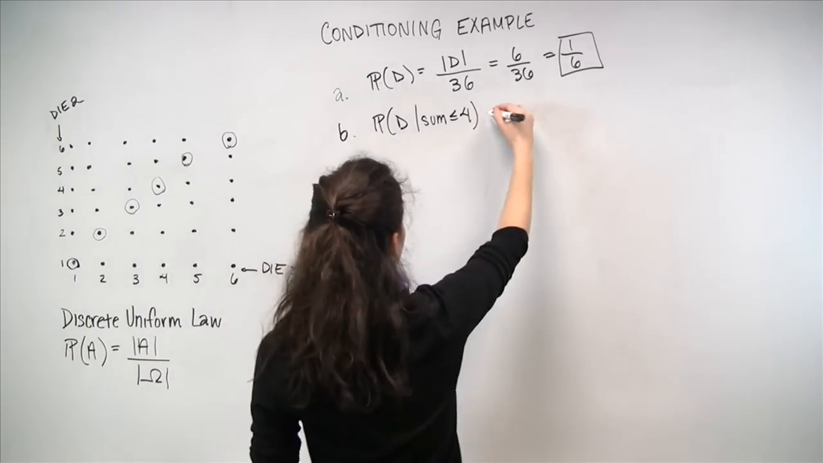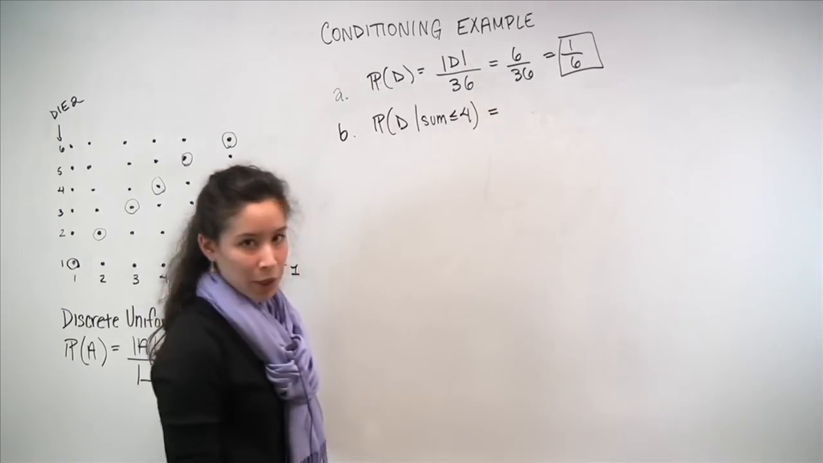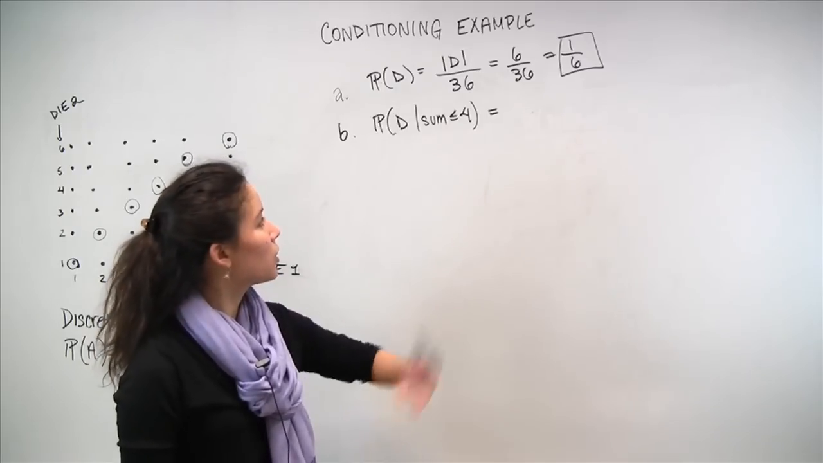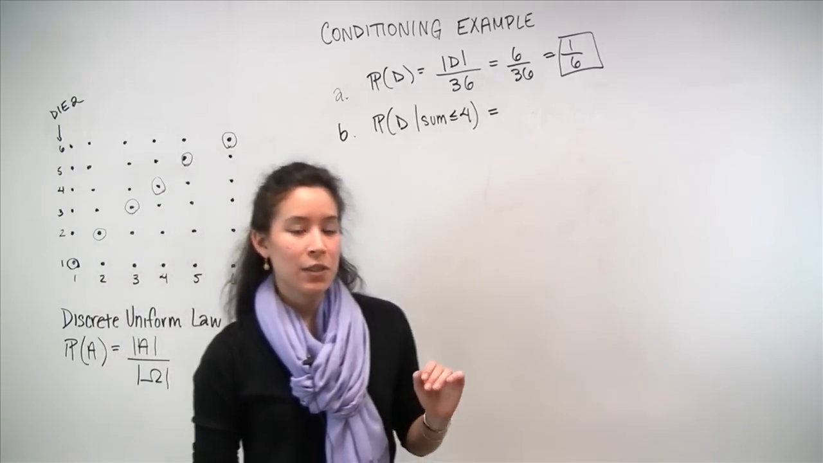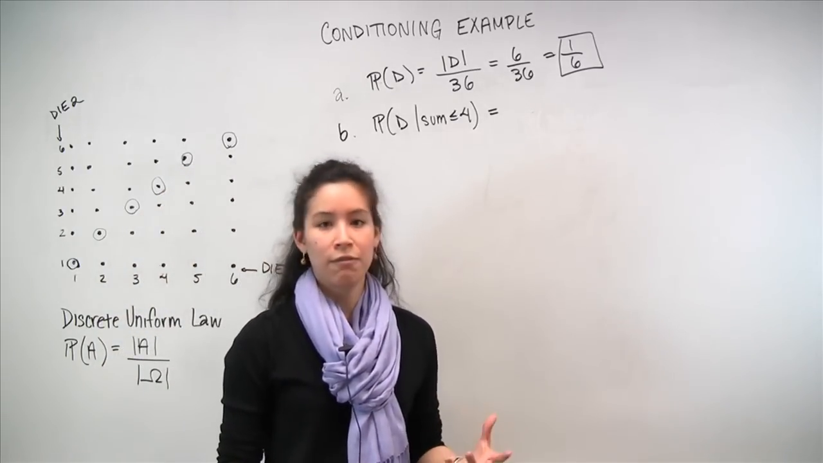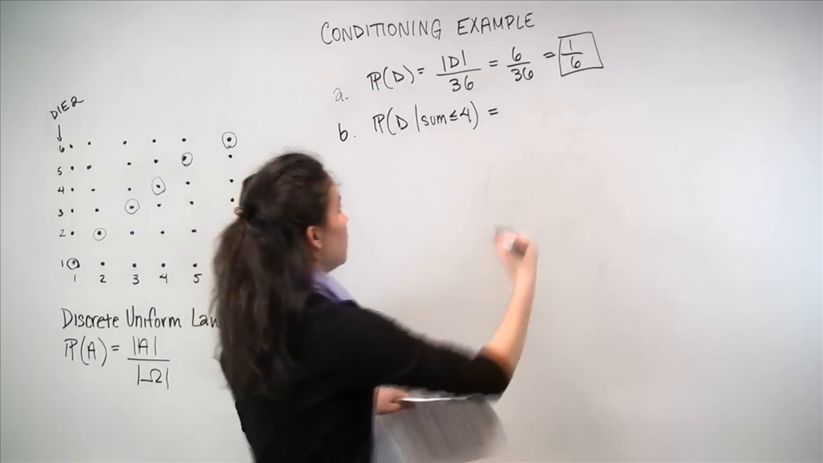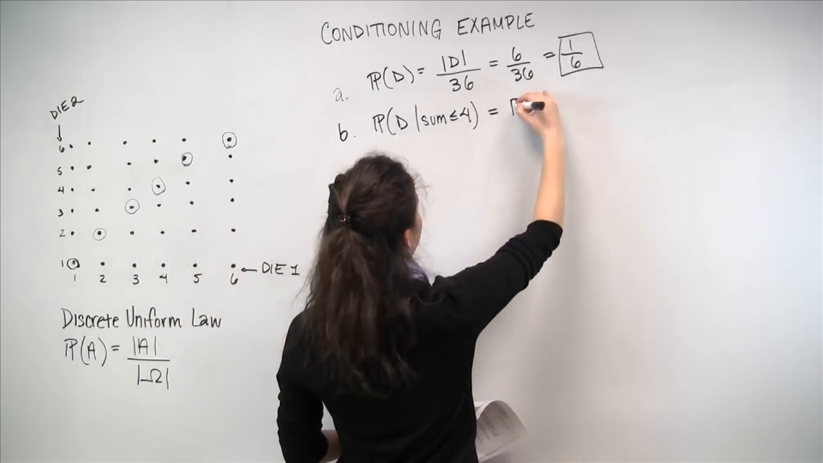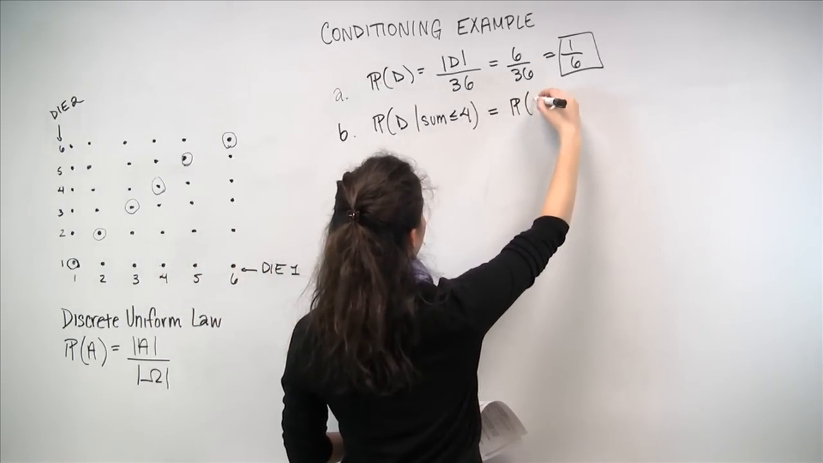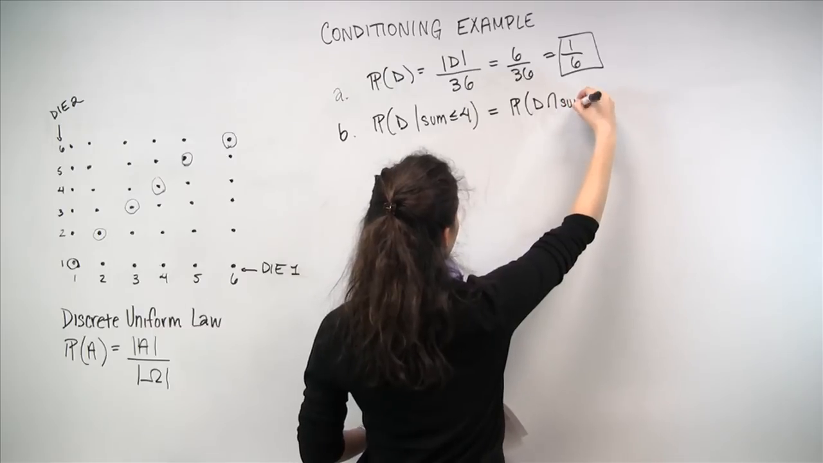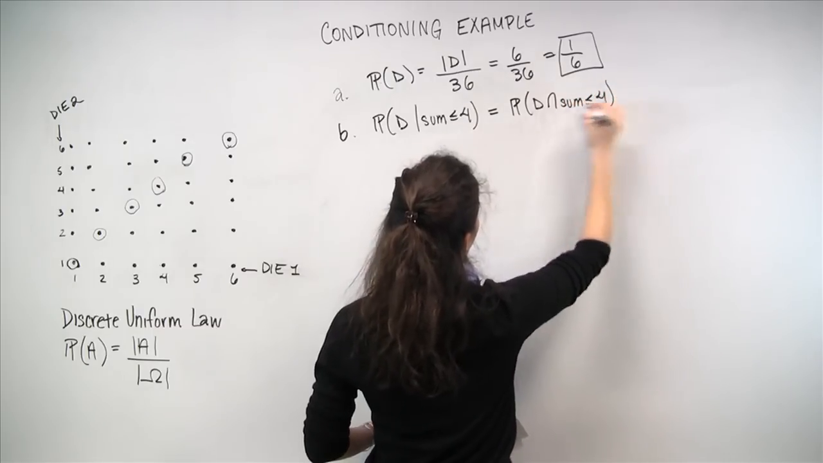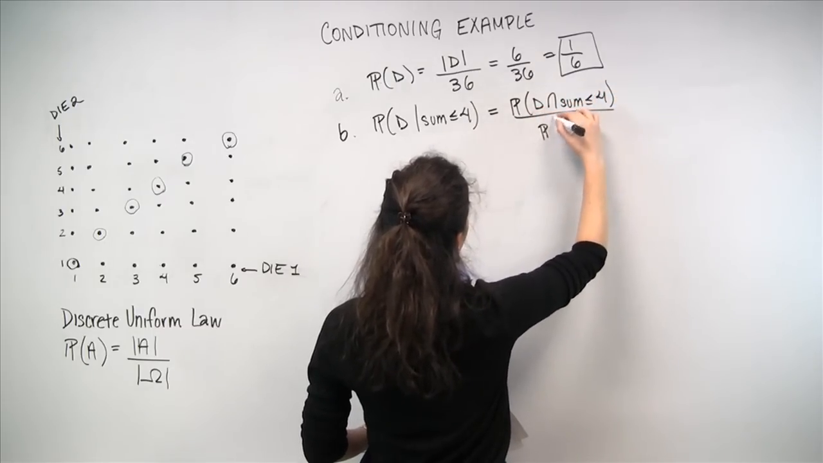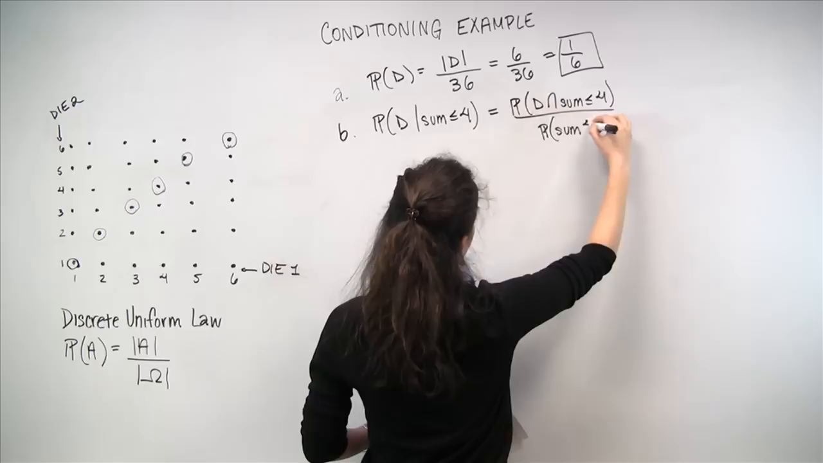There are two ways we're going to go about solving part B. Let's just jump right into the first way. The first way is applying the definition of conditional probability. Hopefully you remember that this is just the probability of D intersect sum less than or equal to 4, divided by the probability of sum less than or equal to 4.